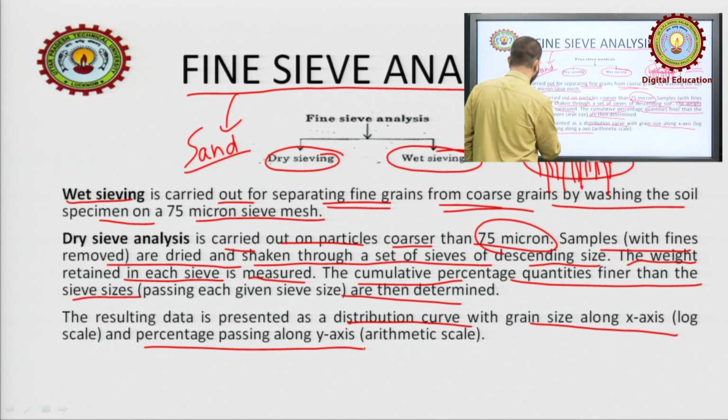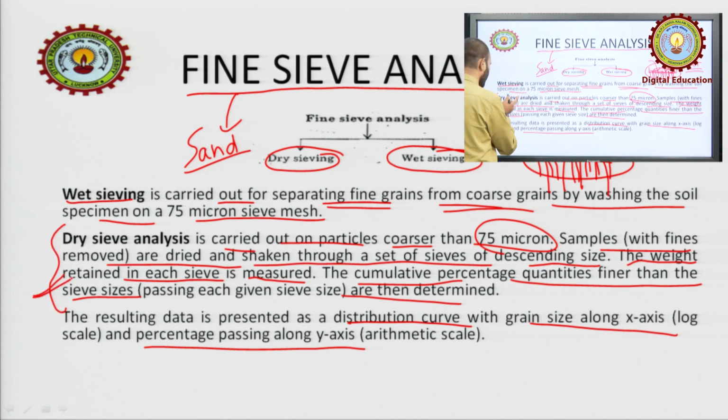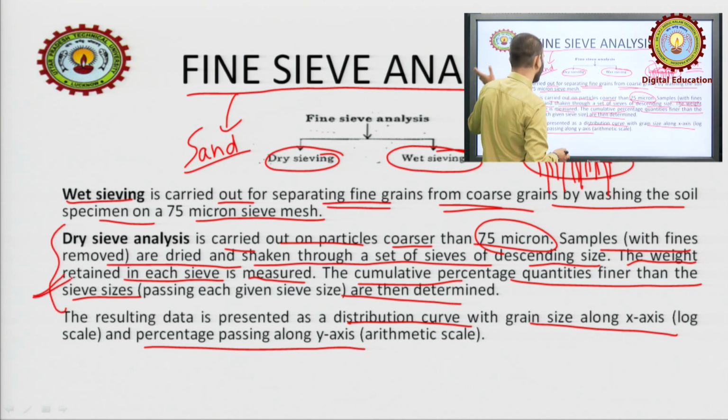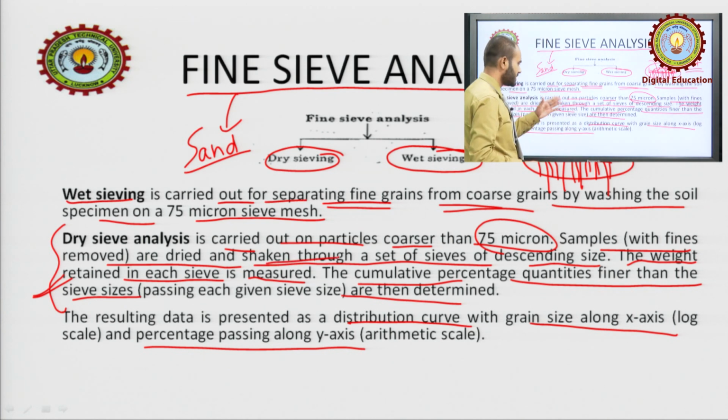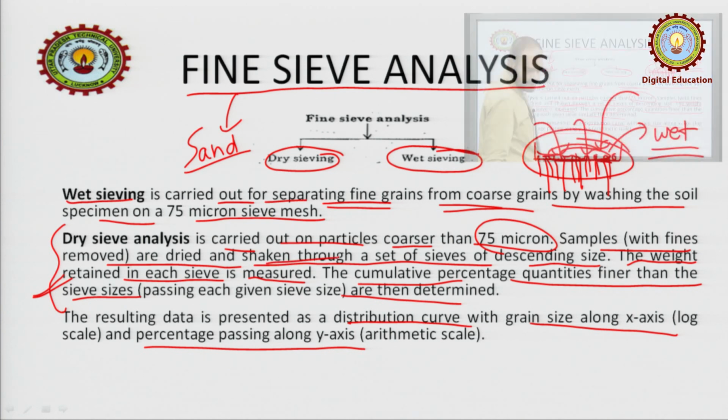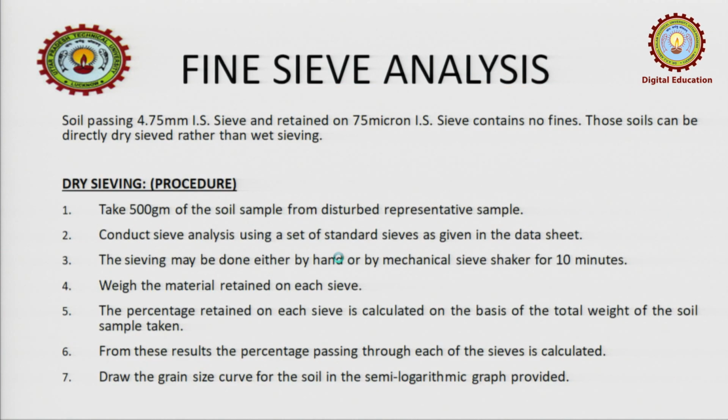I think you have understood; this process is the same as what we have done just before in the coarse sieve analysis. The only difference is dry sieving and wet sieving. Dry sieving is done when there is no fine grain mixed with the soil. Otherwise, we have to do the wash, then dry it out and perform the same process. Now, fine sieve analysis.